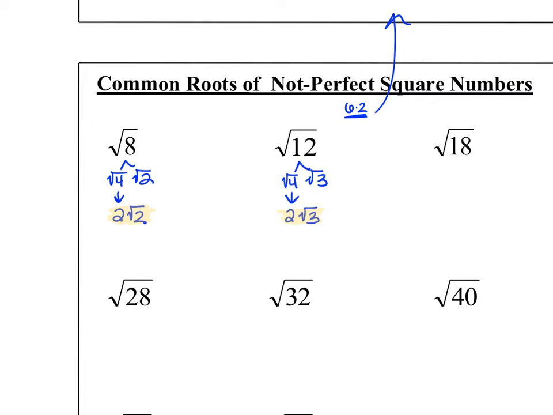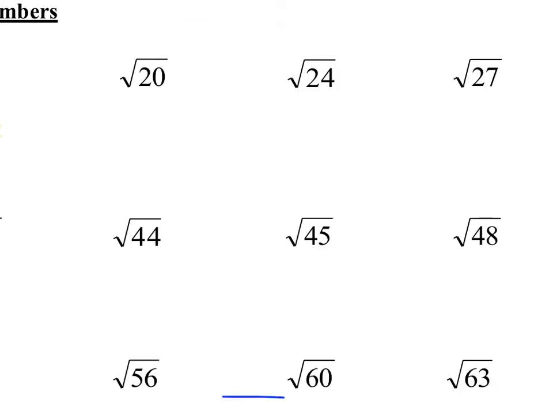So look at the square root of 18. The perfect square that goes with that one is going to be the square root of 9 times the square root of 2. The square root of 9 is 3. So this one would be 3 root 2. Okay, let's move to the square root of 20. This one would be the square root of 4 times the square root of 5. The square root of 4 is 2. So this one would be 2 root 5.